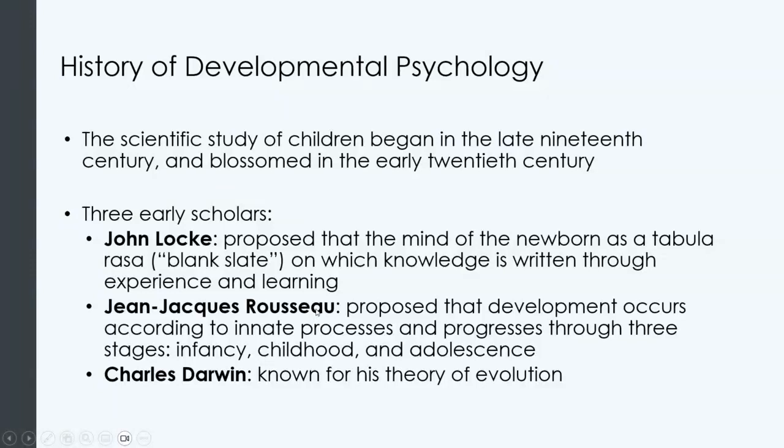And then we have Jean-Jacques Rousseau, who said that innate processes, these internal processes, will affect us through stages and cause us to have differences from infancy to childhood and childhood to adolescence. And then, of course, Charles Darwin, who's known for his theory of evolution, natural selection. When we apply this to human development, we look at what kinds of behaviors make it more likely for us to survive, and do those behaviors get repeated among us, so parent to child, etc.